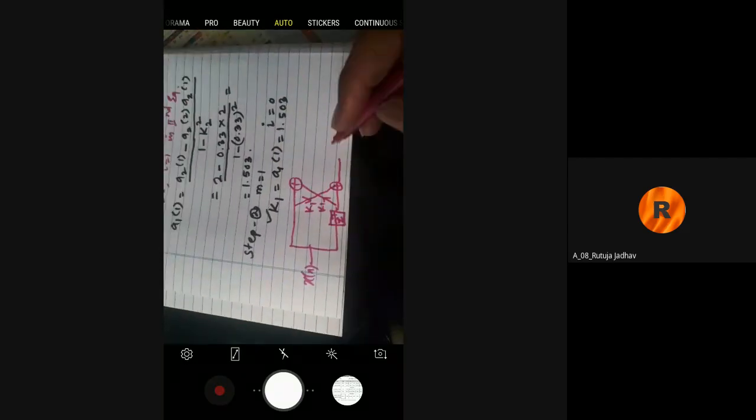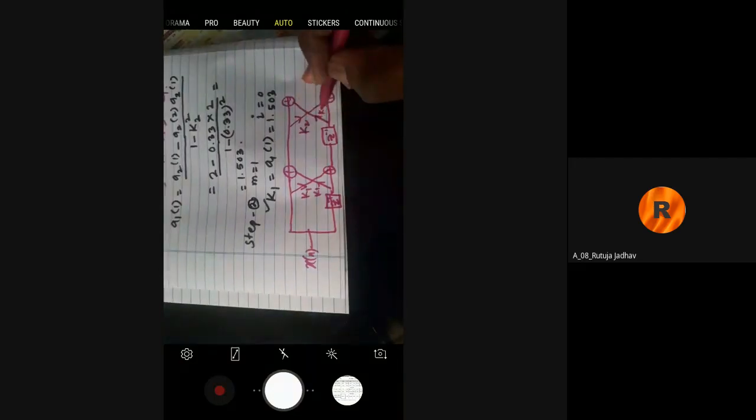Next, how can we do this? Same structure I am repeating again. Okay. And then again, if I add this adder here, and after that here, what are we doing?